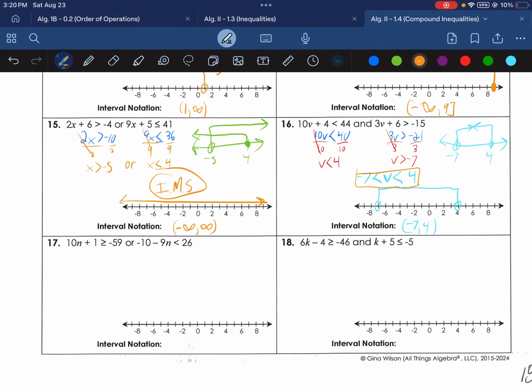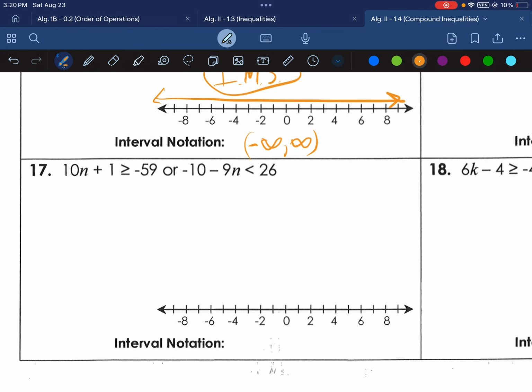Moving on to number 17. Number 17, we have an OR inequality. And so working on the one on the left first, we'll subtract 1 on each side. 10n is greater than or equal to negative 60. And then we divide both sides by 10. And n is greater than or equal to negative 6.